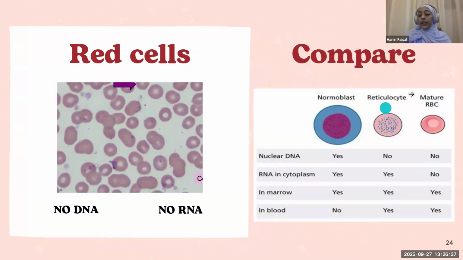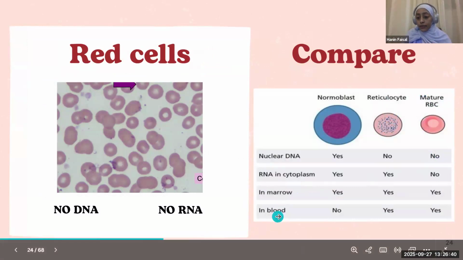And you can find both the reticulocyte and the red blood cell in the marrow and the blood. You have to know this. That's where each cell is going to be found. Both of them can be found in your bone marrow and the blood.